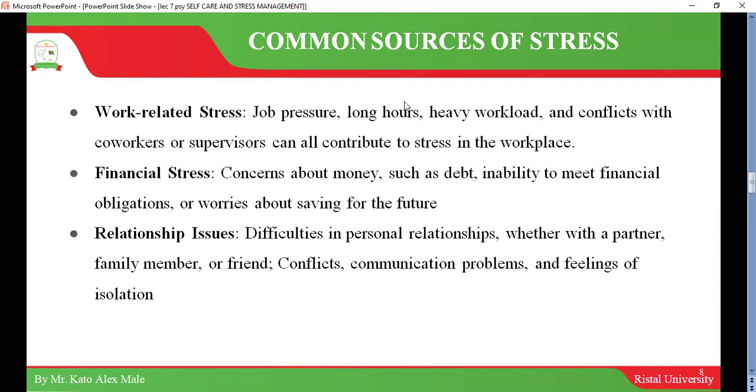And these ones may include conflicts. These may include communication problems and feelings of isolation. You feel like they're no longer caring about you. You feel like they have neglected you as your friend, as your family. You get it? Yeah.